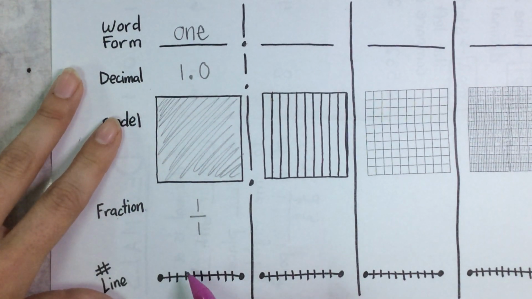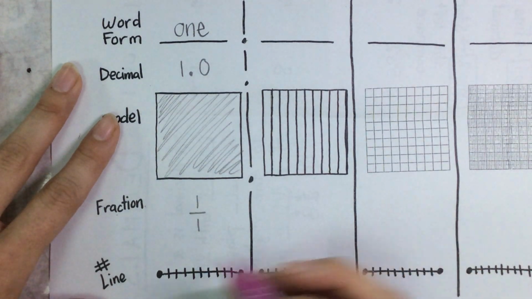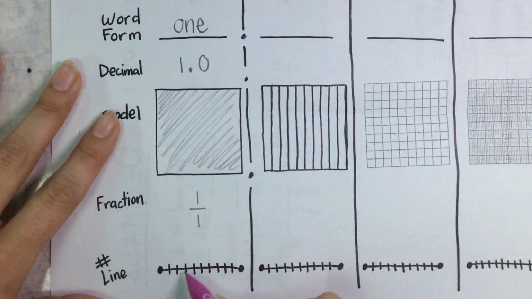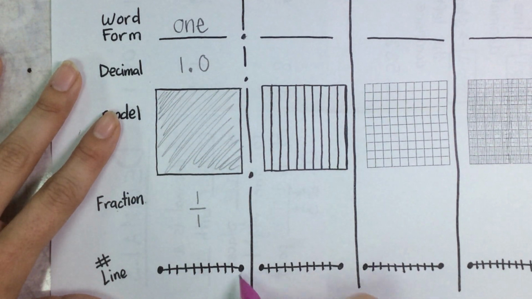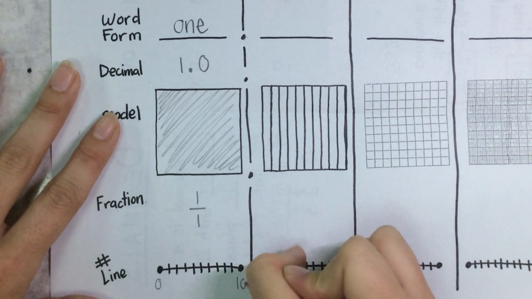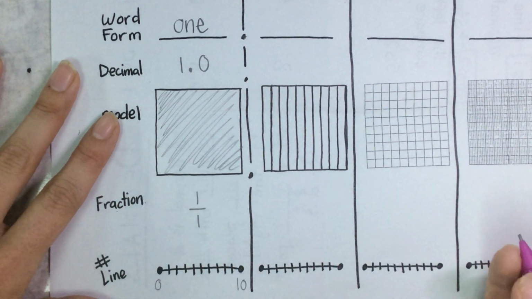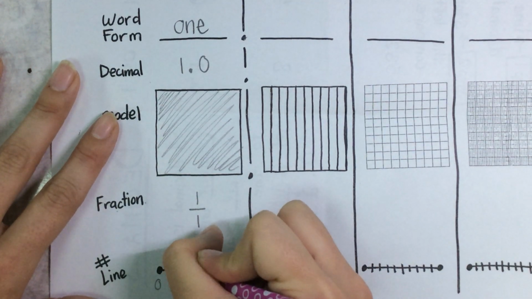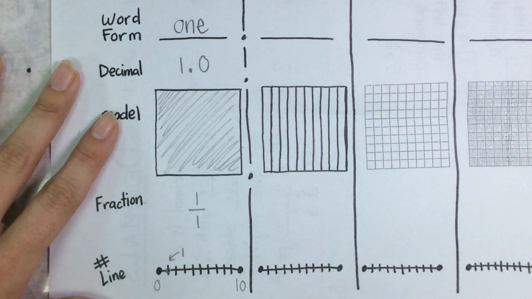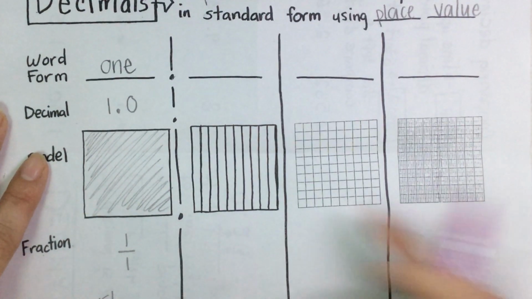Okay. Let me zoom in for you. So here is our number line, and what we want to do is represent 1 on our number line, and there is 1, 2, 3, 4, 5, 6, 7, 8, 9, 10 spots on our number line. So we're going to start at 0 and end at 10, and 1 is going to go right here. So draw a little arrow and label that as 1. All right, let's move on.